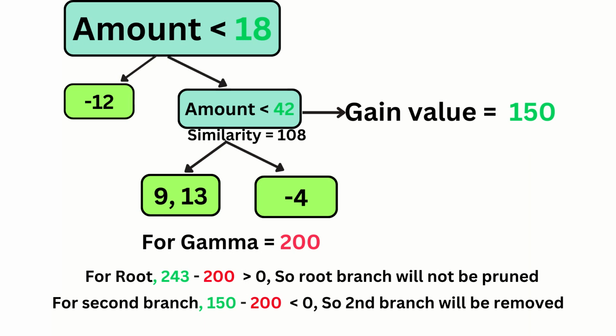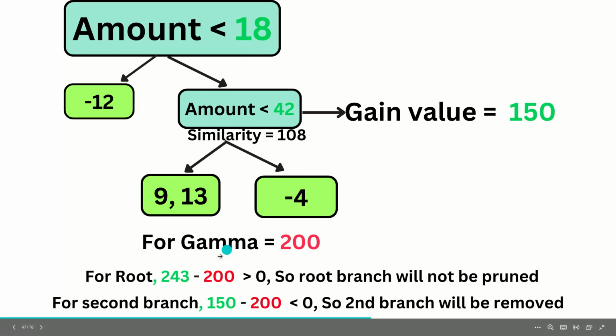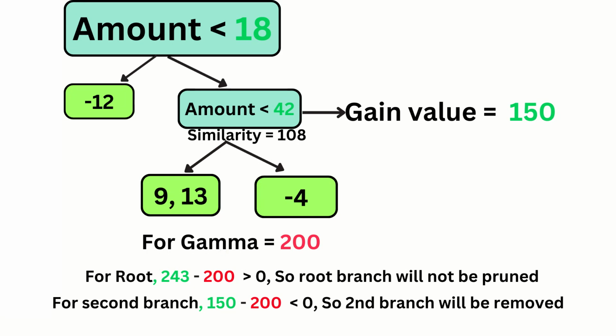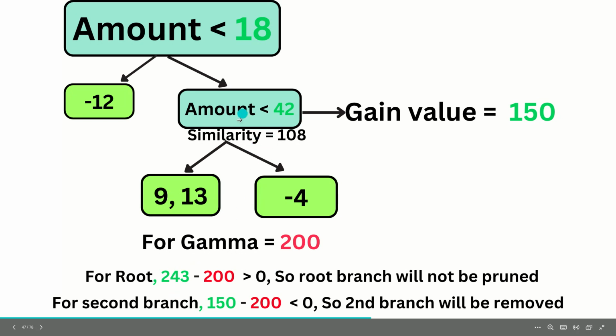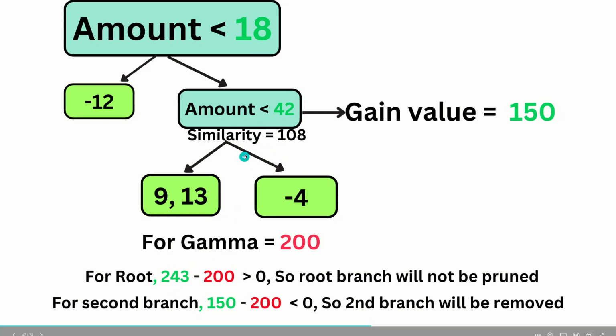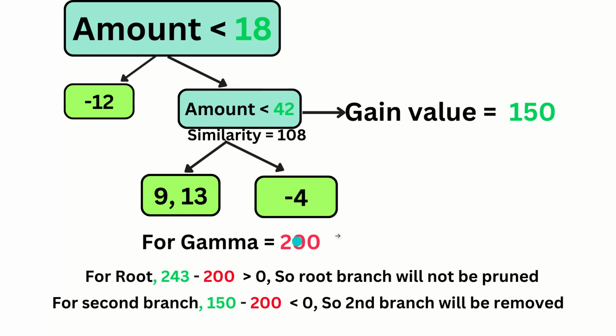branch 2 and also negative for the root, so both of the branches will be removed. Now again consider gamma to be 200. For the root, the difference is a positive value, so the root will not be pruned. For the second branch, the difference is a negative value, so branch 2 will be removed. This portion will be removed.